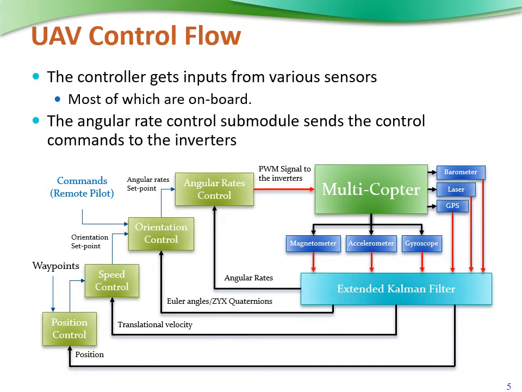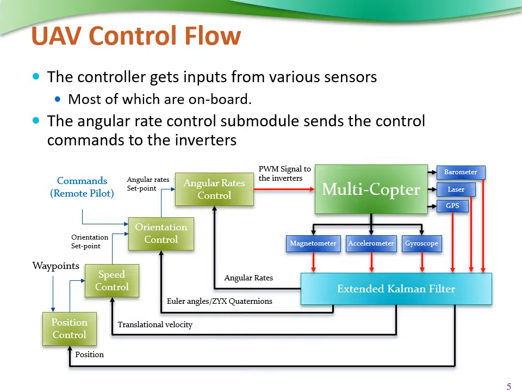Here is the detailed picture of the flight controller. This controller gets inputs from various sensors, most of which are on board. The sensors include a magnetometer, accelerometer, gyroscope, barometer, GPS, etc., that we can see in the figure.